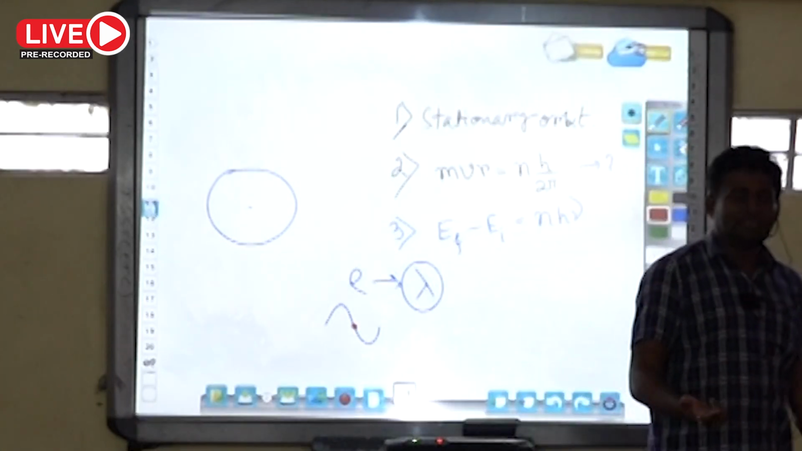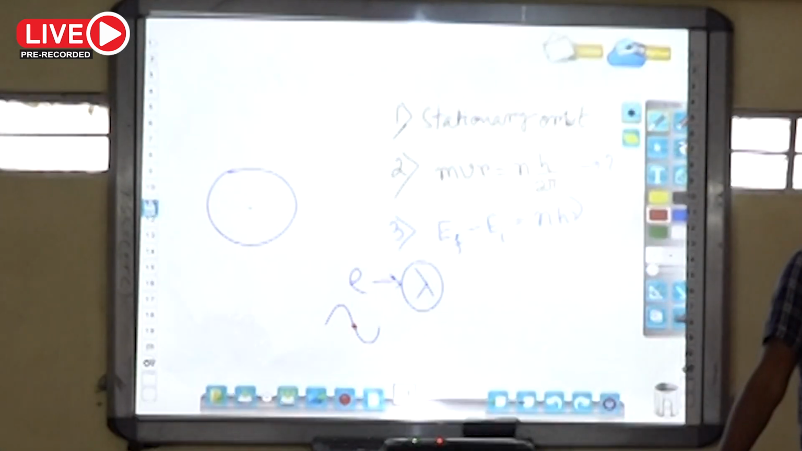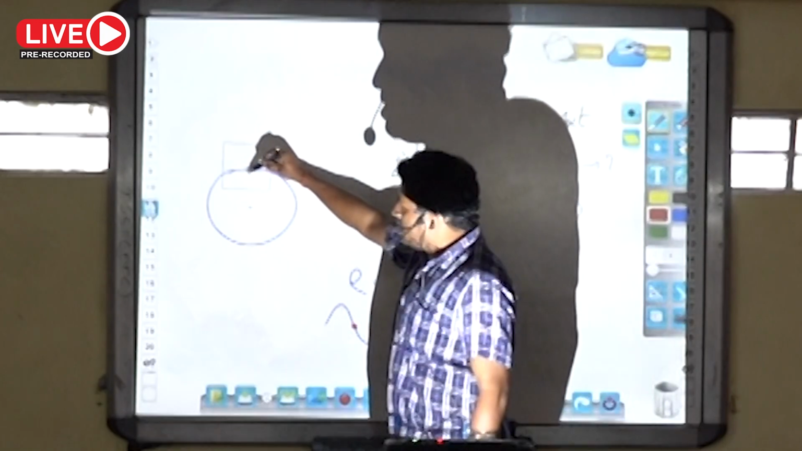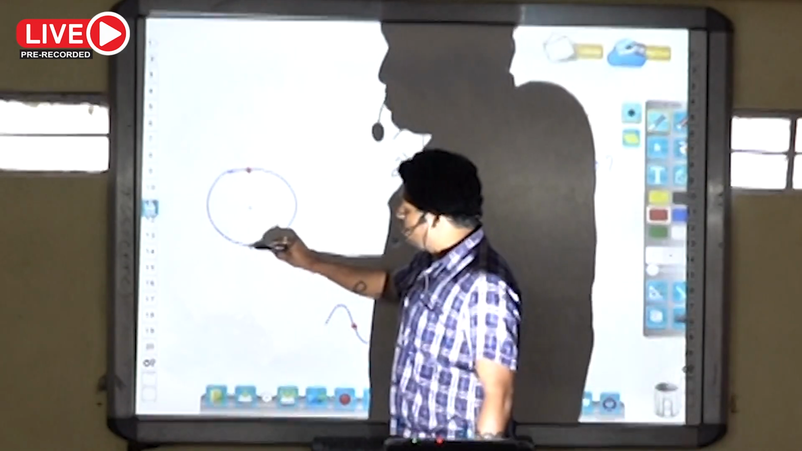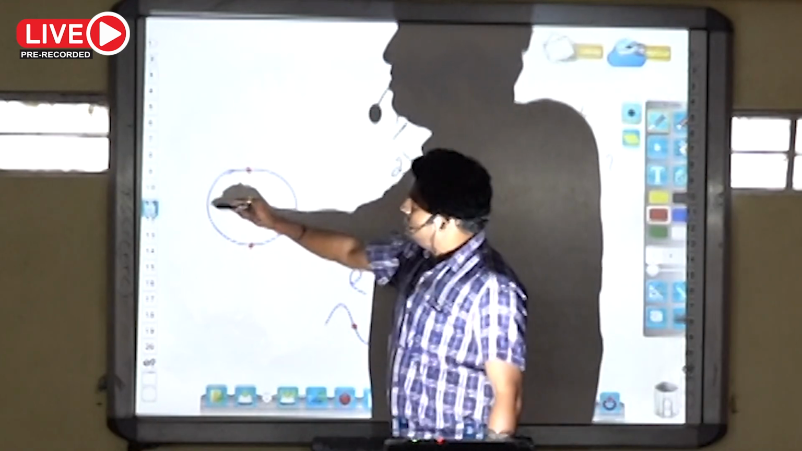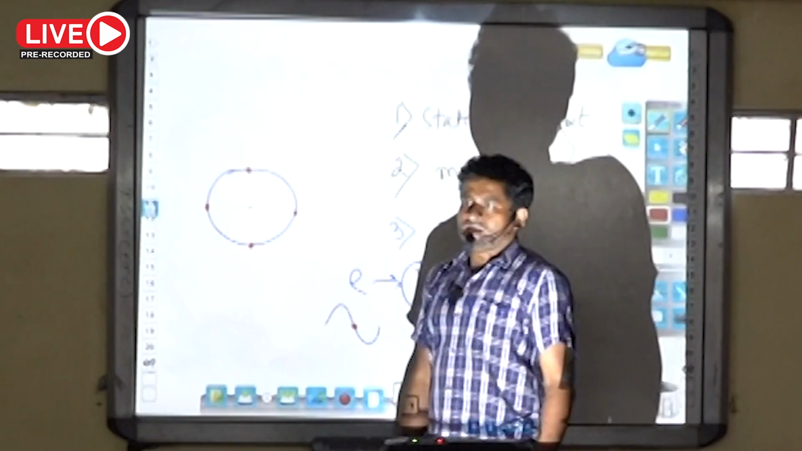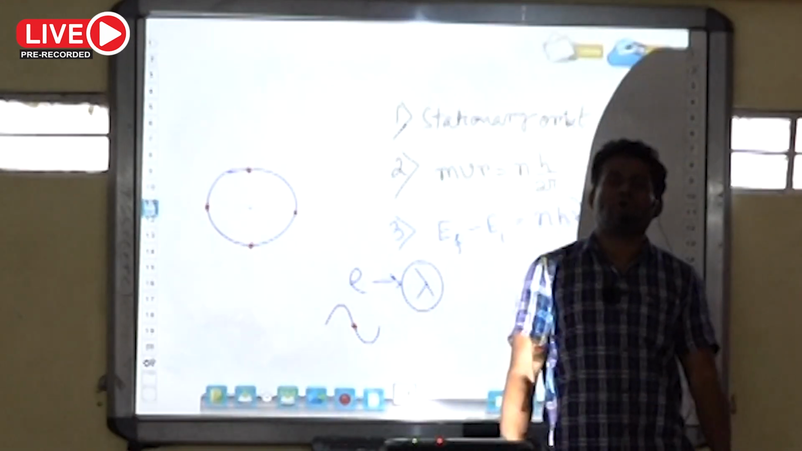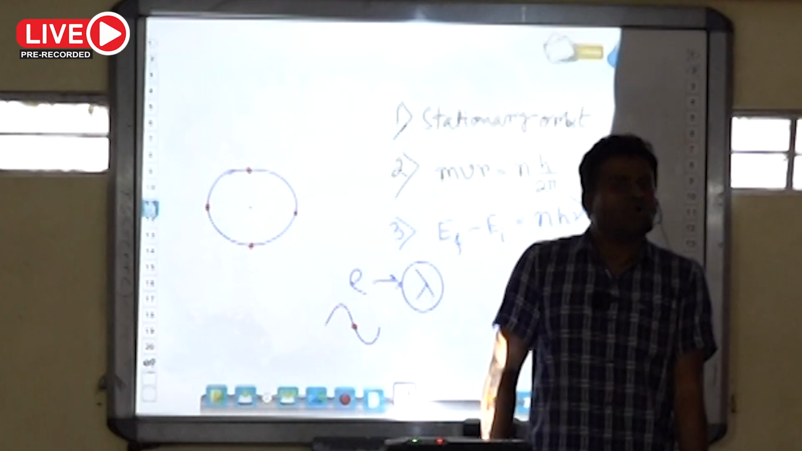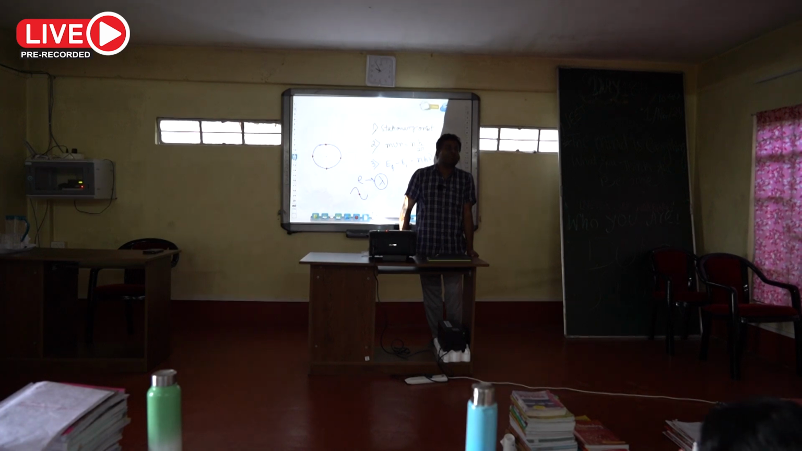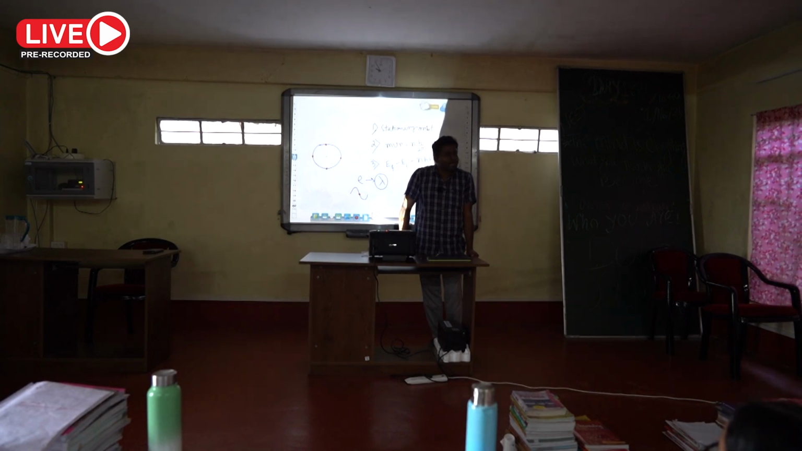Lambda. This wave will only occupy a length lambda. Now suppose there are 1 electron, 2 electrons, 3 electrons, 4 electrons in the orbit. Now 4 electrons, how much length will their waves occupy? 4 lambda. If there are n electrons in the orbit, how much length will those electrons occupy? Their waves will occupy n lambda.